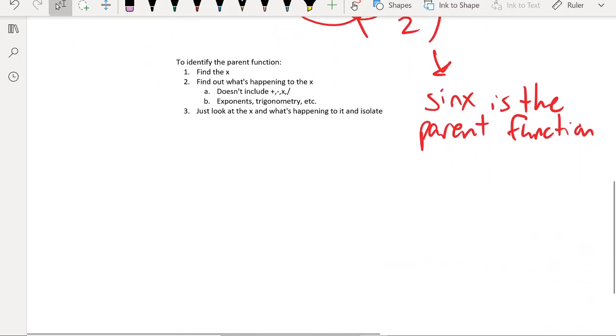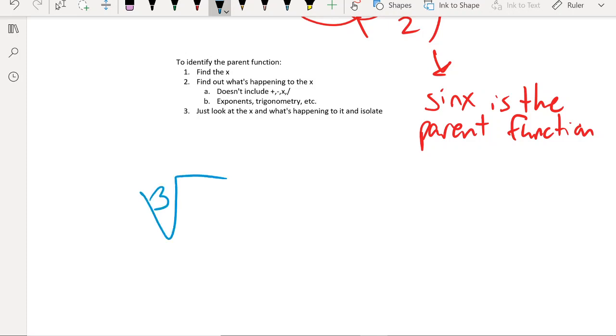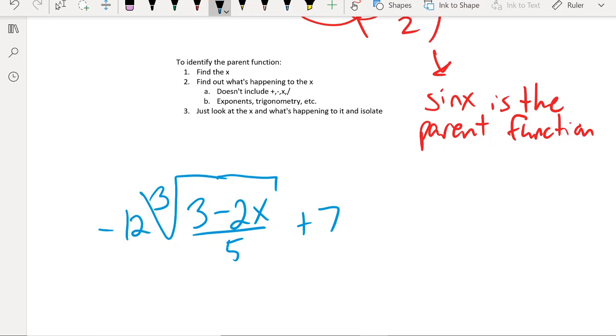Okay, so that's one example. We'll do one more example real quick. So let's say the cube root of 3 minus 2x over 5 plus 7 times negative 12. I don't know, just making numbers up.